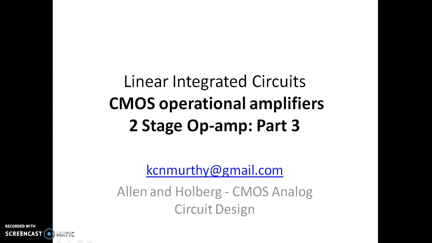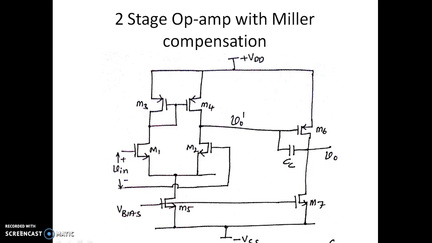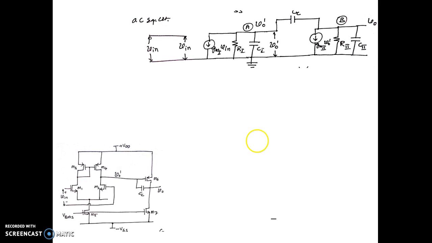Welcome to part 3 of two-stage opamp circuit analysis. So this is the two-stage opamp with Miller compensation technique. So this is the compensating capacitor. In the previous video we saw the small signal diagram of this circuit. We are again seeing the same thing now. So this is the circuit diagram, the AC small signal analysis.